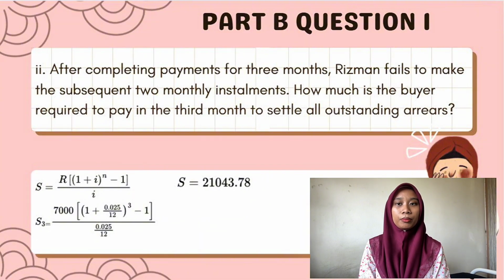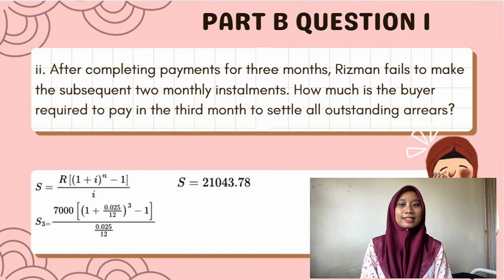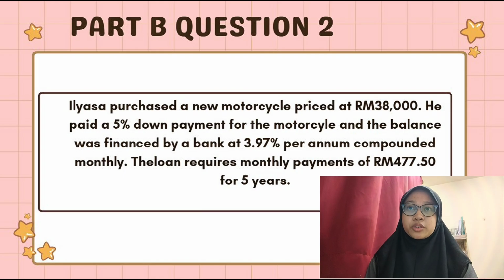Then S3, because the question wants the 3rd month, so S3 equals 7,000 open bracket 1 plus 0.025 over 12 close bracket power of 3 minus 1 close bracket divided by 0.025 over 12. So the final answer is S equals 21,043.78 cents. The next is part B, question 2.